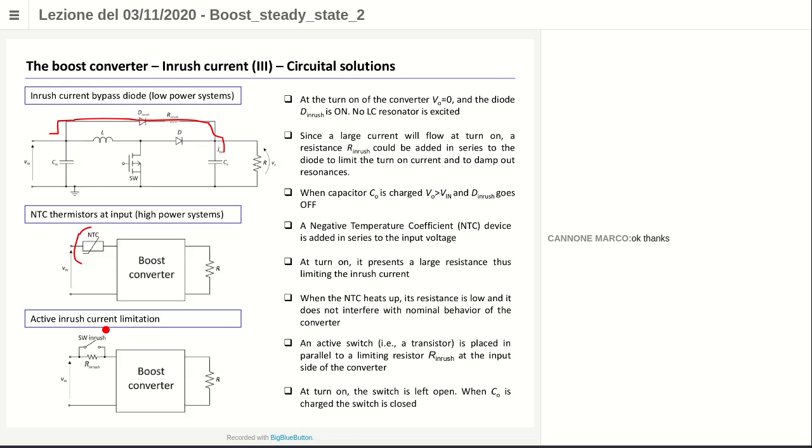Then there exist some other very important solutions like the active solution. Active solution means that while the NTC is something passive, also the diode is a solution which is passive. You can use, for example, a MOSFET. You can use a MOSFET which is placed in parallel with a resistance. Okay, this MOSFET here is described by this switch. This MOSFET is actively turned on and off by a control signal, okay, an external control signal.